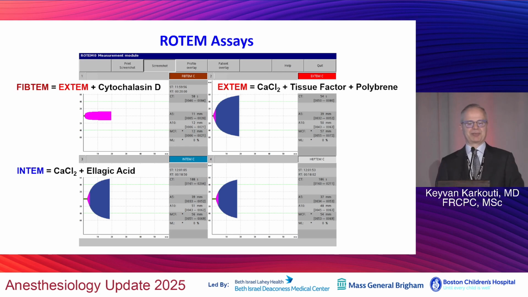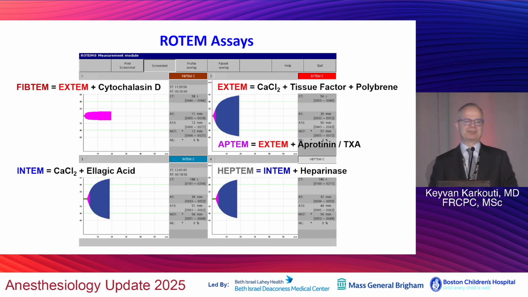Anyway, EXTEM and FIBTEM. And then INTEM is the intrinsic pathway, and HEPTEM is the same as INTEM, except it's got heparinase in it. So you could use it to see if there is any heparin in a patient by comparing the clotting time of the two curves. And then APTEM, which is not part of their usual cartridge, is EXTEM plus aprotinin or tranexamic acid to give you a fast visualization of whether the patient needs antifibrinolytics.